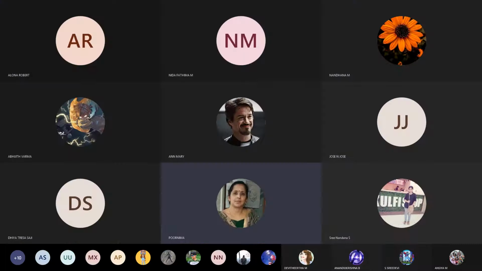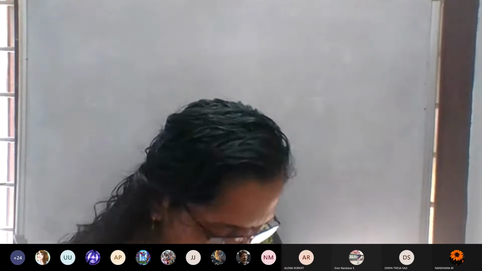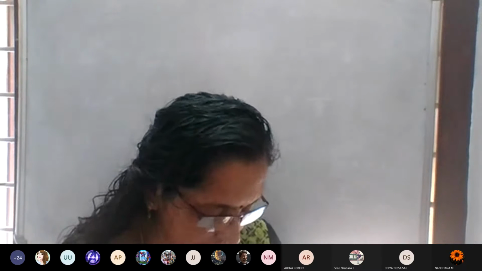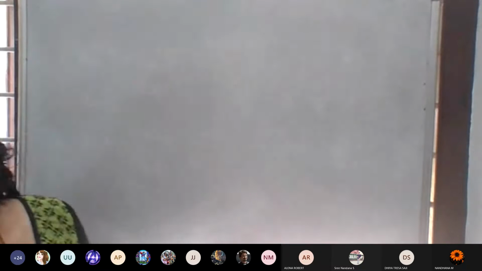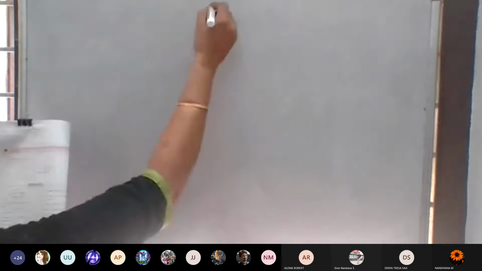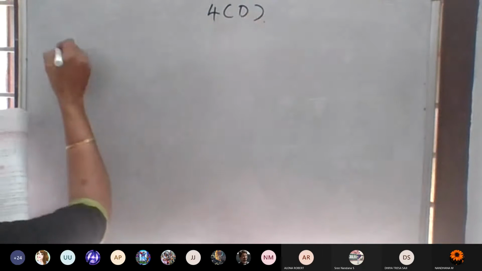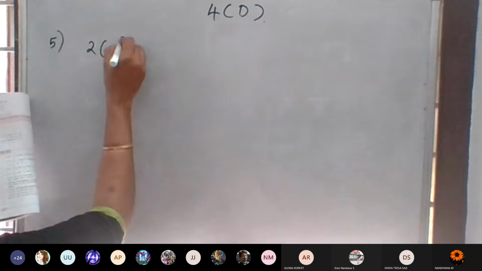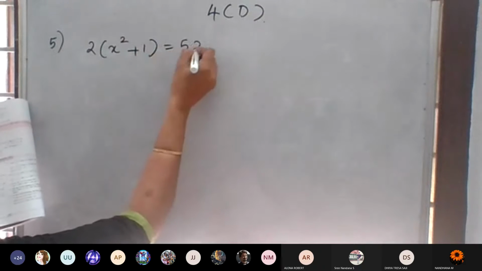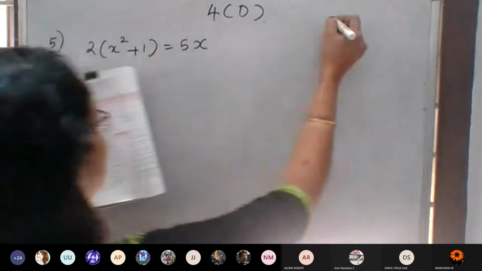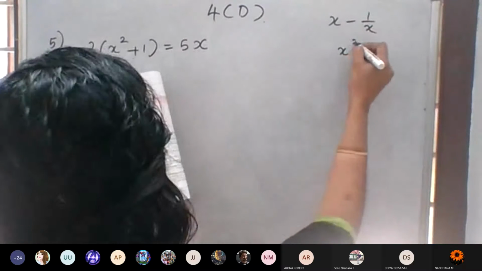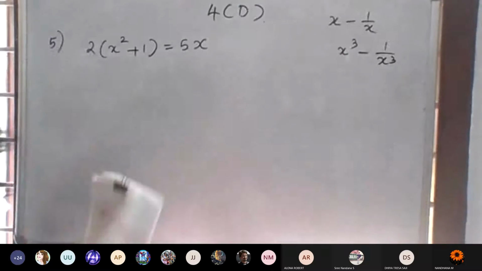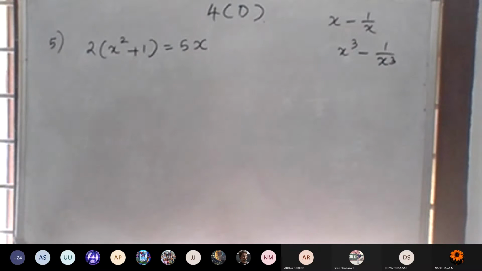5x. Find x minus 1 by x. Second one, x cube minus 1 by x cube. So 2 into x square plus 1 is equal to 5x. Two into x square plus 1 is equal to 5x means we have to find out x minus 1 by x and x cube minus 1 by x cube. So we have to do something with this 2 into x square plus 1 is equal to 5x.